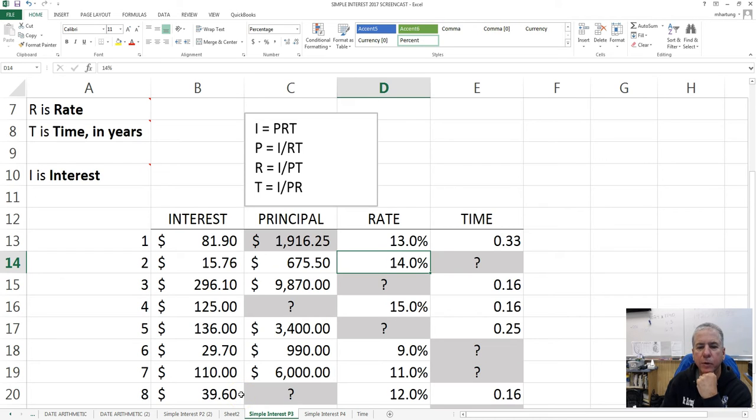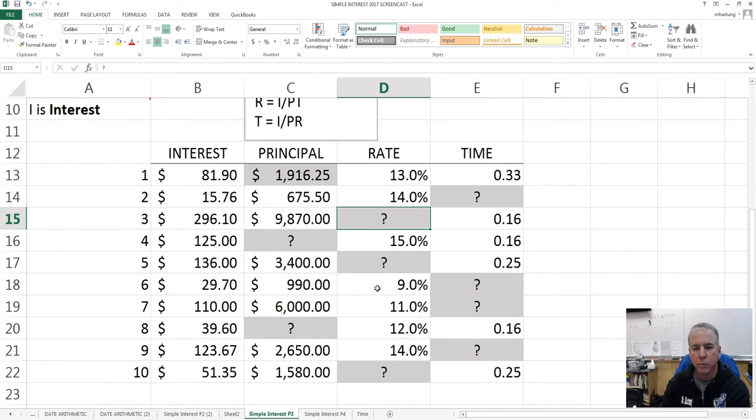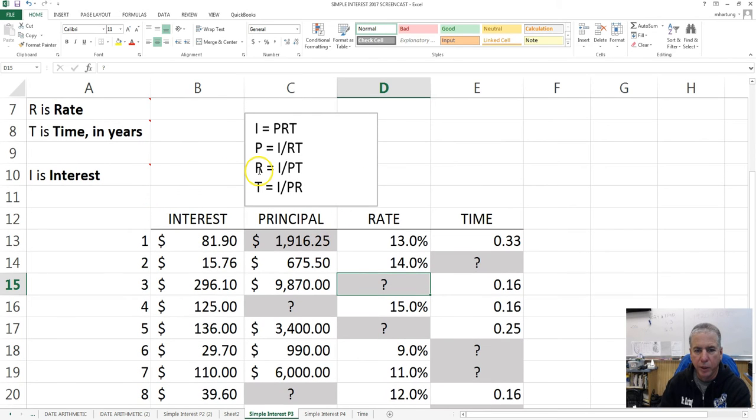Let's take a look at calculating for the rate when we have the other 3 variables available to us here. And we'll go to line 3 and look at our formula. R equals interest divided by P times T, or interest divided by the product of P times T. So it's going to be done in a very similar fashion. Equal sign. Interest divided by, once again, got to enclose that calculation in parentheses, P times T.